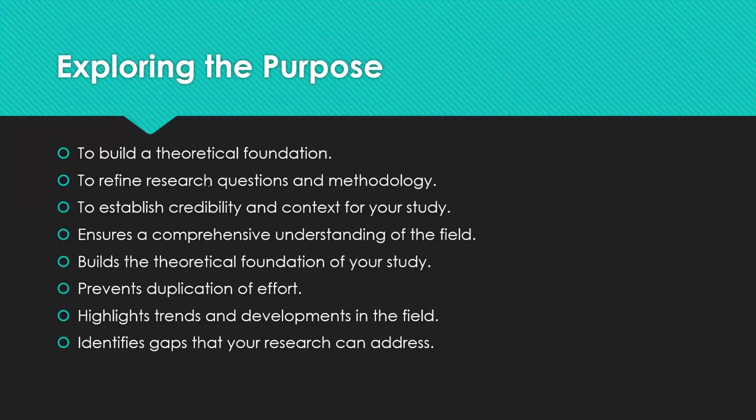Then the last one talks about identifying the gaps that your research can address. This is one of the important functions of your literature review, its ability to highlight the gaps in the existing research. This gap represents the opportunities for a study to address the unexamined areas. Each and every one will be referring to different kinds of research areas, so all can't be addressed by one person. So you can see what are the areas which are not covered, so that you can bring new insights and new contributions to the field. So this is about exploring the purpose.